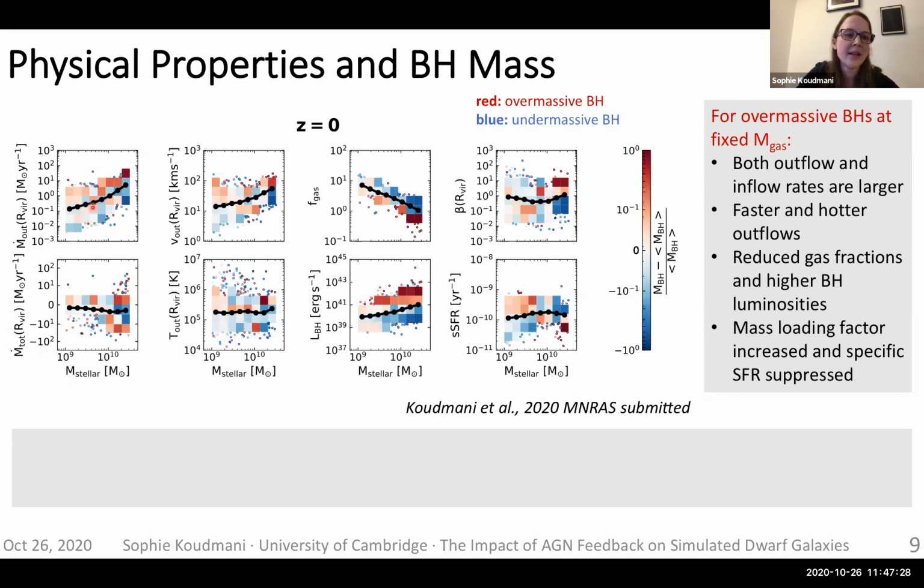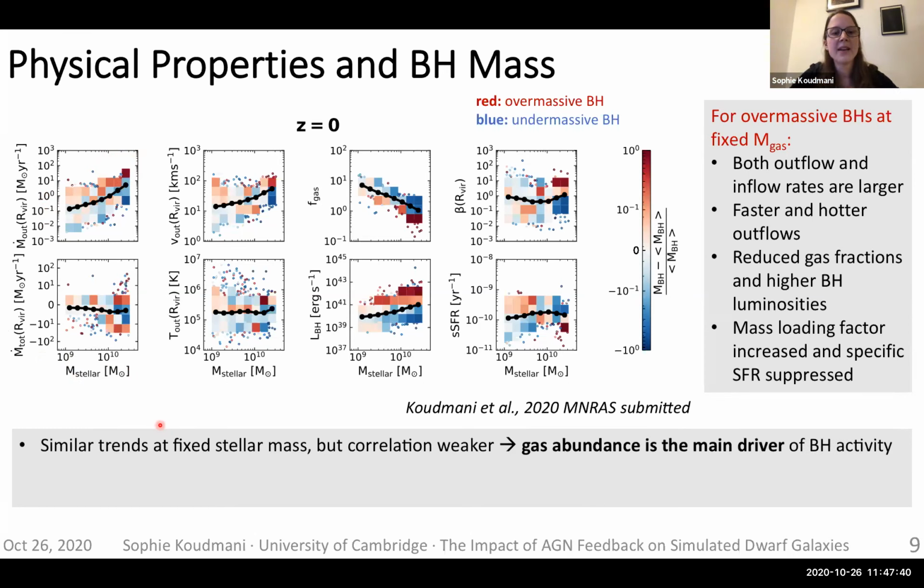So for example, here for the overmassive black holes, the outflow rates are enhanced, but it's not nearly as clear cut as for the overmassive black holes at fixed gas mass. And of course, that makes sense because gas abundance really is the main driver of black hole activity, because on the one hand, the gas supplies the fuel for the black hole. And on the other hand, you really need to have a certain amount of gas around to even be able to drive these large scale outflows and establish these correlations.